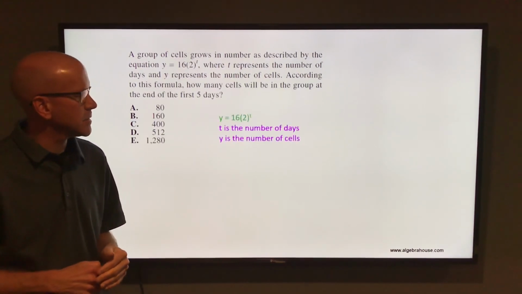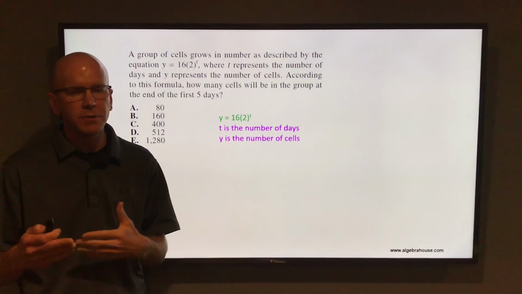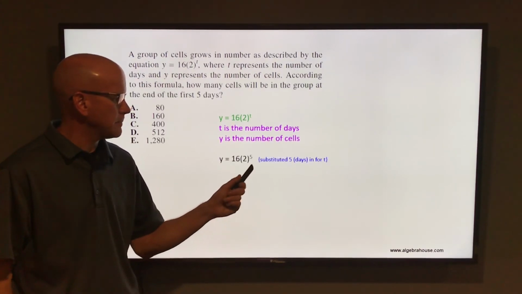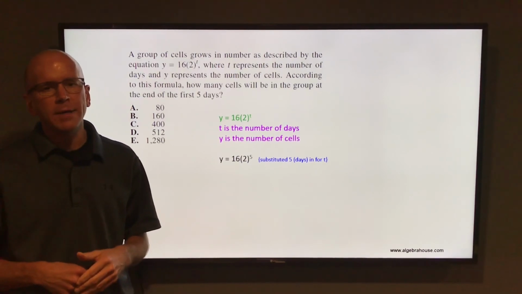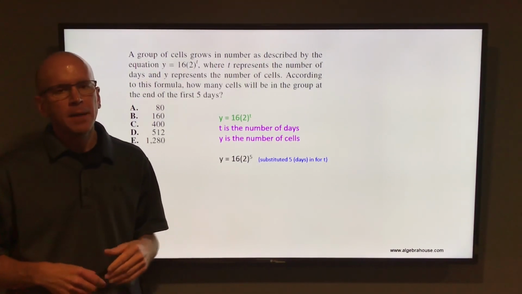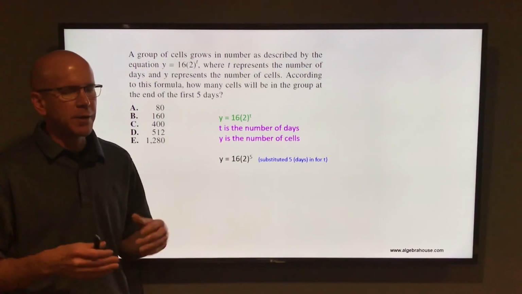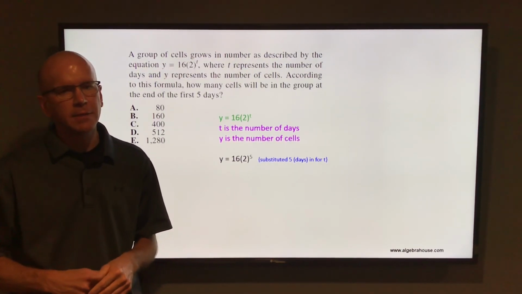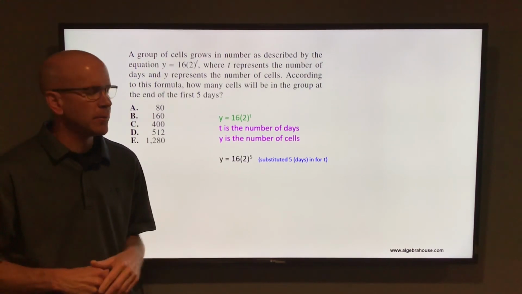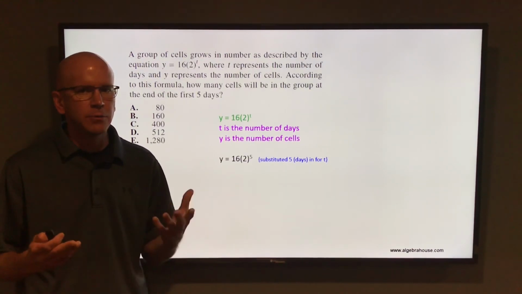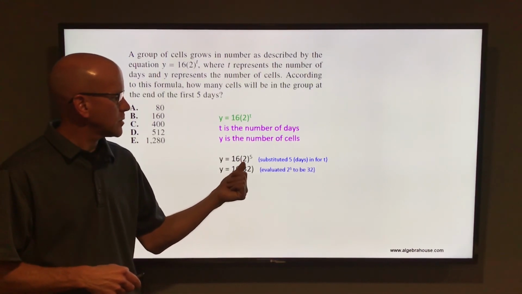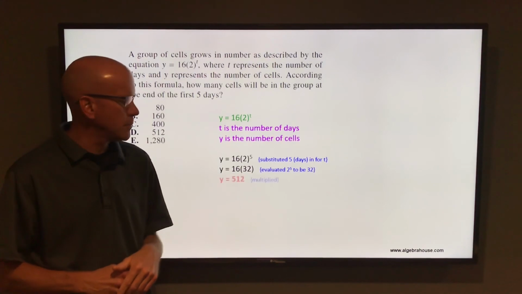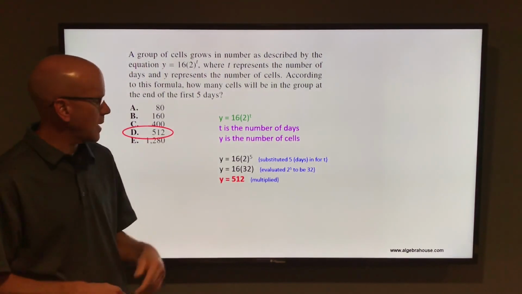So if t represents the number of days, we want to figure out how many cells there are after 5 days. We're going to substitute 5 in for t. So we're looking at y equals 16 times 2 to the 5th power. Now a mistake somebody would make here, forgetting the order of operations, they'd multiply 16 by 2, get 32, and take that to the 5th power. That's not what you want to do. Order of operations say to do the exponents first. So take 2 to the 5th power, that is 32, and then multiply 16 by 32, that is 512, and that is letter D.